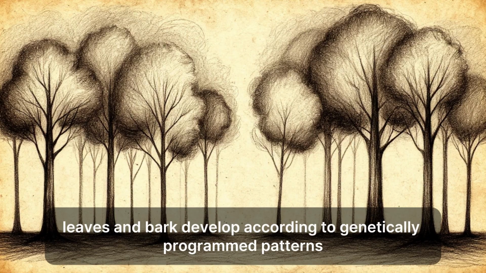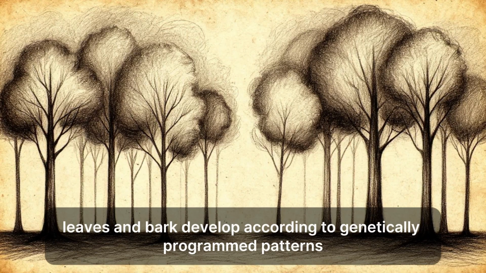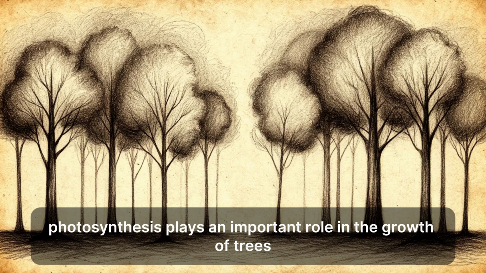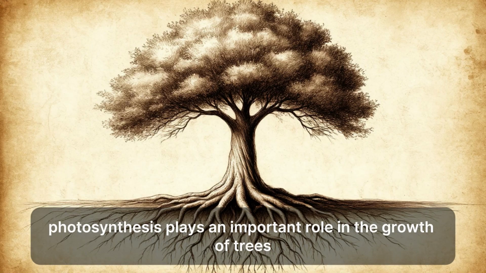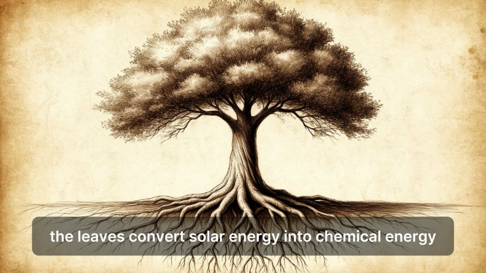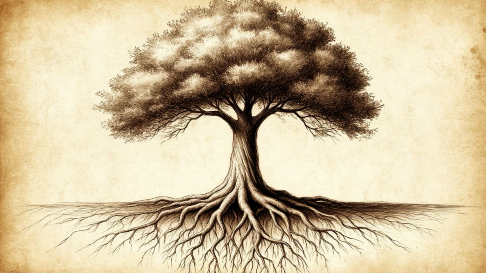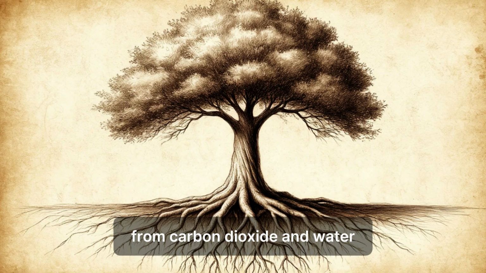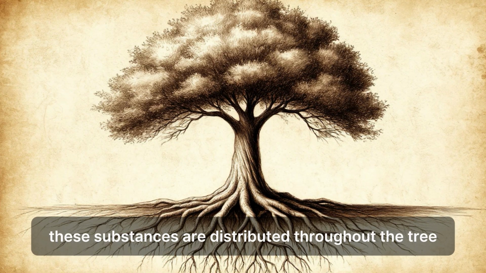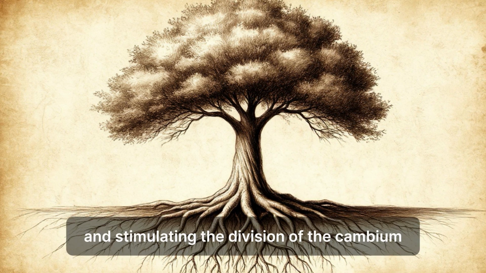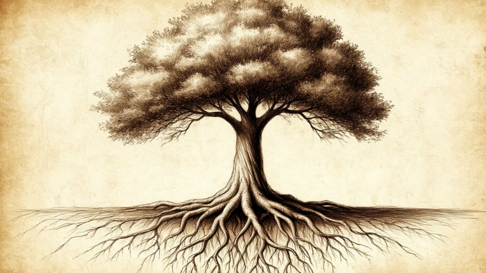Branches, leaves, and bark develop according to genetically programmed patterns, creating a shape optimal for absorbing solar energy. Photosynthesis plays an important role in the growth of trees. The leaves convert solar energy into chemical energy, producing glucose and other organic substances from carbon dioxide and water. These substances are distributed throughout the tree, providing nutrition for the cells and stimulating the division of the cambium.